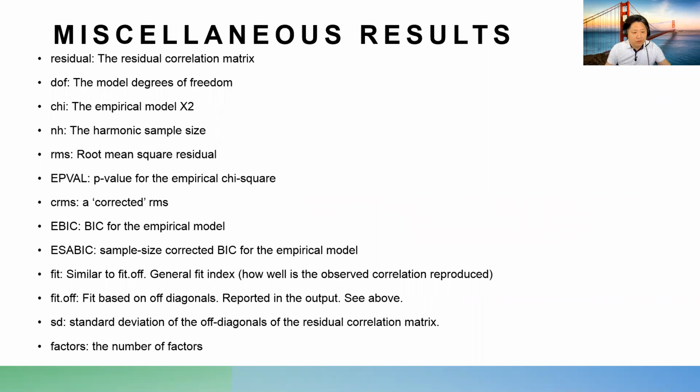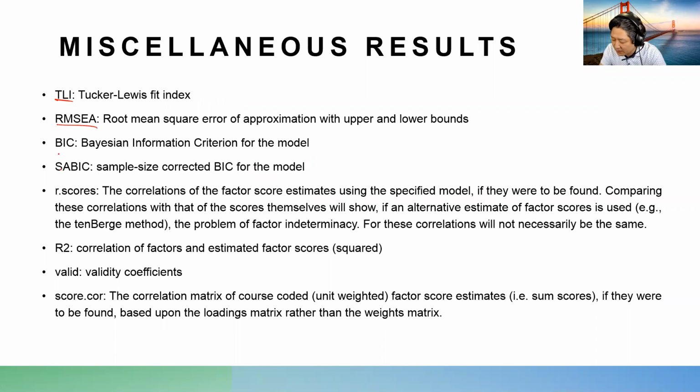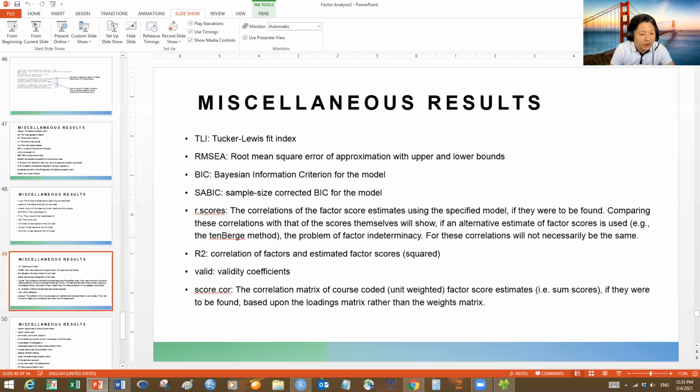Now these are all additional information: the residual, a chi-square value, the corrected RMS value, fit measures, the standard deviation of factor scores, the number of factors, the number of observations, criteria. So these are all additional information, and you can get them from here.